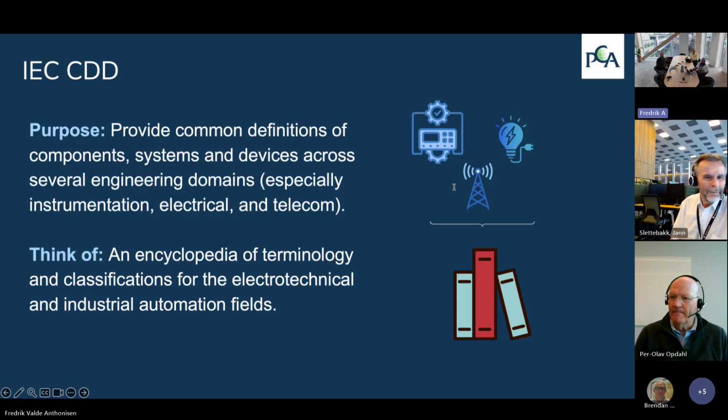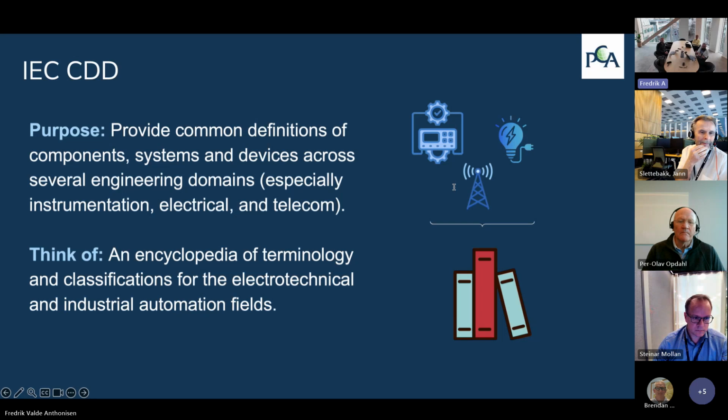And then we have IAC CDD. I haven't written out what the abbreviation CDD stands for, but it stands for Common Data Dictionary. The purpose of IAC CDD is to provide common definitions of components, systems, and other things across several engineering domains, with a specific focus on instrumentation, telecommunications, and the electrical domain. And again, you can think of this as an encyclopedia of the terminology and classifications for those fields, mainly for electrotechnical and industrial automation.